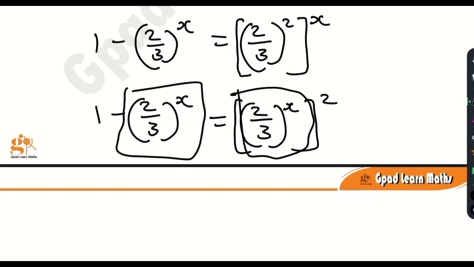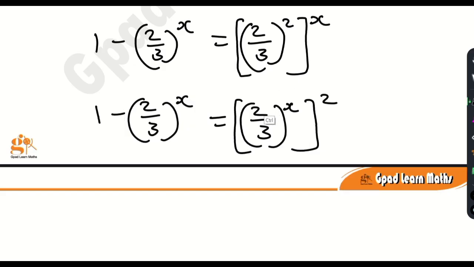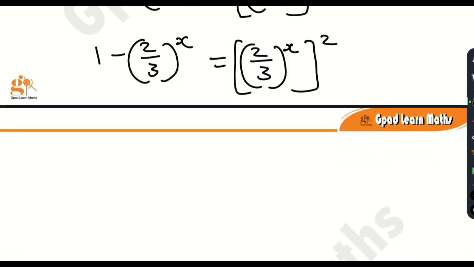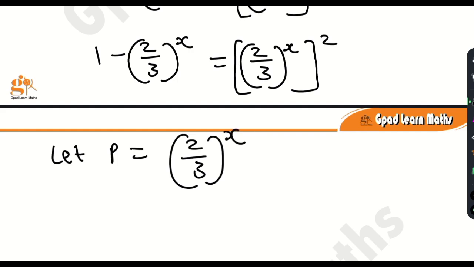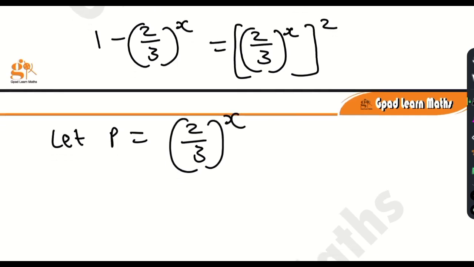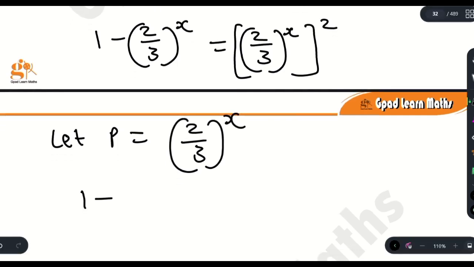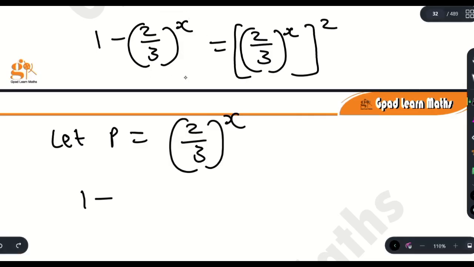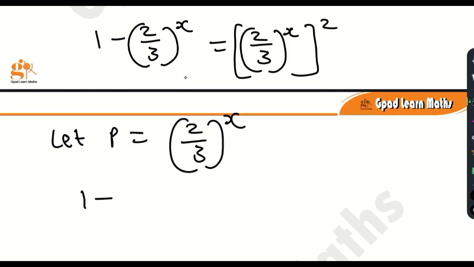You see that? Now, because I want to make this less complicated, I'm just going to replace 2 over 3 all raised to the power of x with a letter, a variable. I can use p, I can use any letter. So I can say let p be equal to 2 over 3 all raised to the power of x. Now watch how this thing will be so simplified. So I'm going to have 1 minus, I won't be writing this anymore, I'll just write p, because we just said let p be equal to 2 over 3 all raised to the power of x. So p then is equal to what?